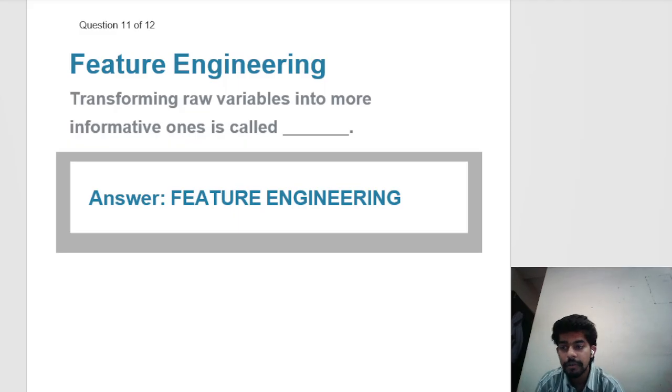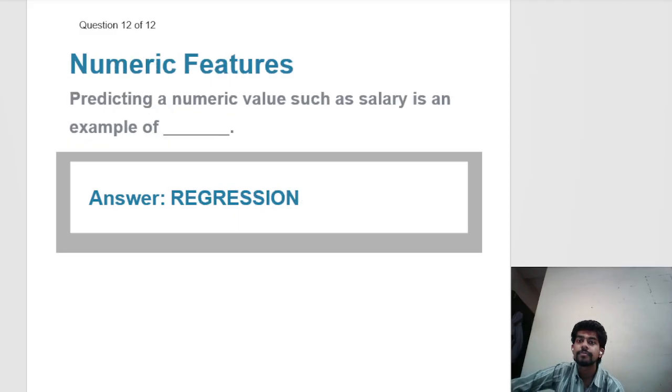Why is it important? Better features lead to better model performance, can reduce training time significantly, helps the model understand patterns better, often more important than the algorithm choice itself. Experienced data scientists spend 60 to 80% of their time on feature engineering because it directly impacts model success. So let's proceed to question 12.